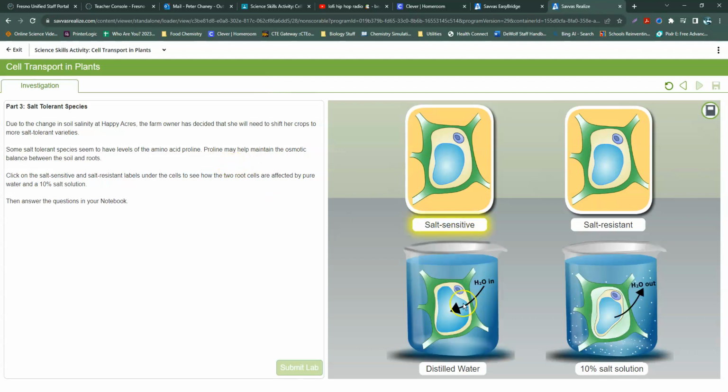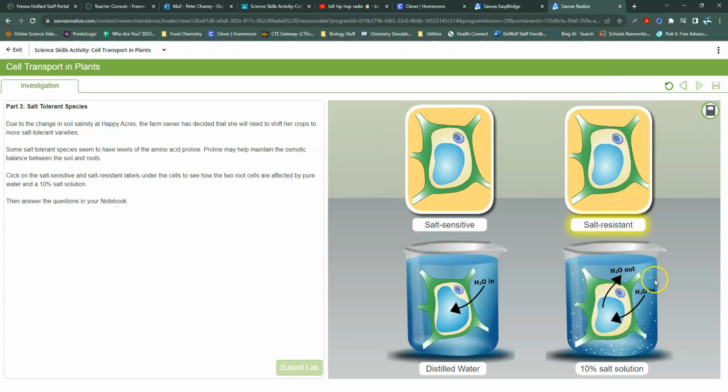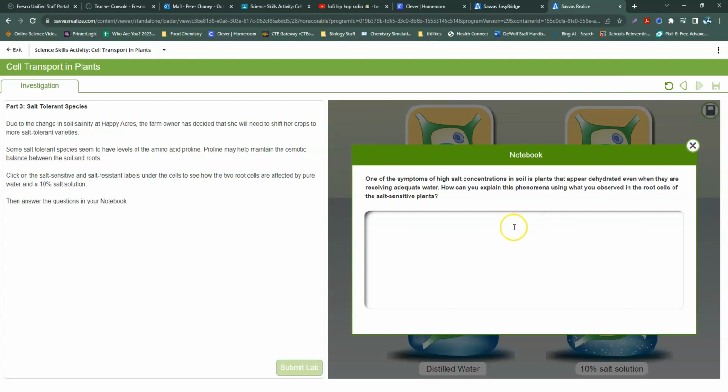So if you click on here, you can see that H2O goes into the cell when we're talking about distilled water in a salt-sensitive plant. And when we click on salt resistant, H2O comes in, but it also goes out. So that's why you have plants that aren't going to look so good because of the salt solution. So if you go to our notebook and you answer this question, then you'll get to submit your lab.